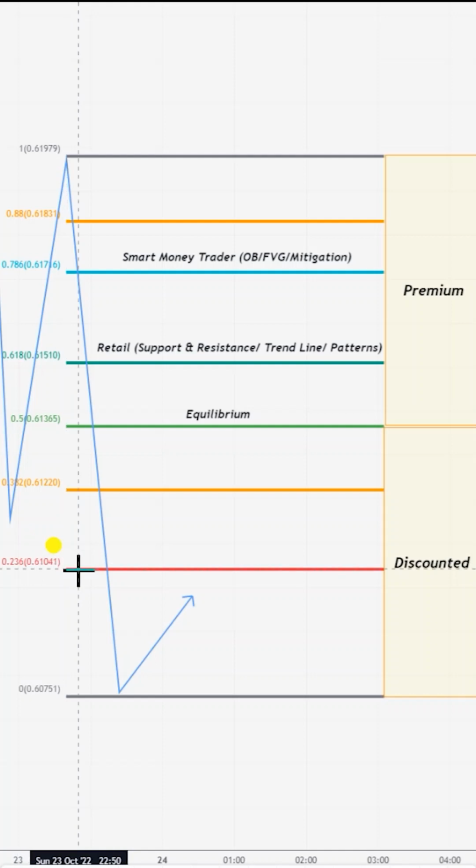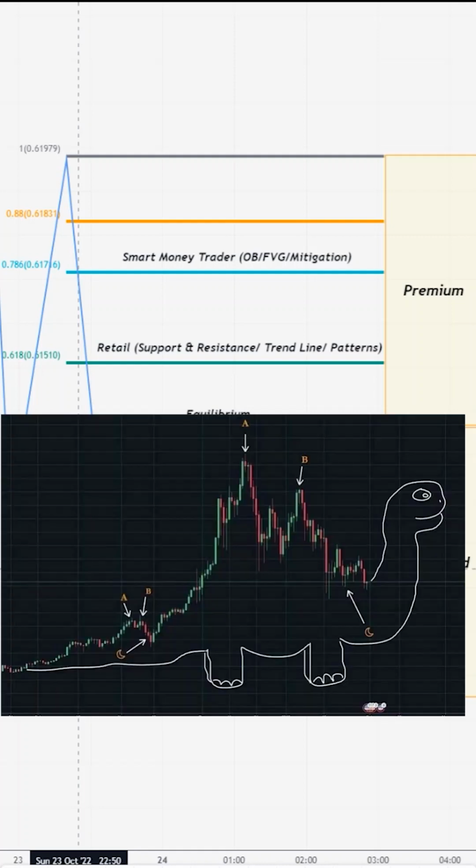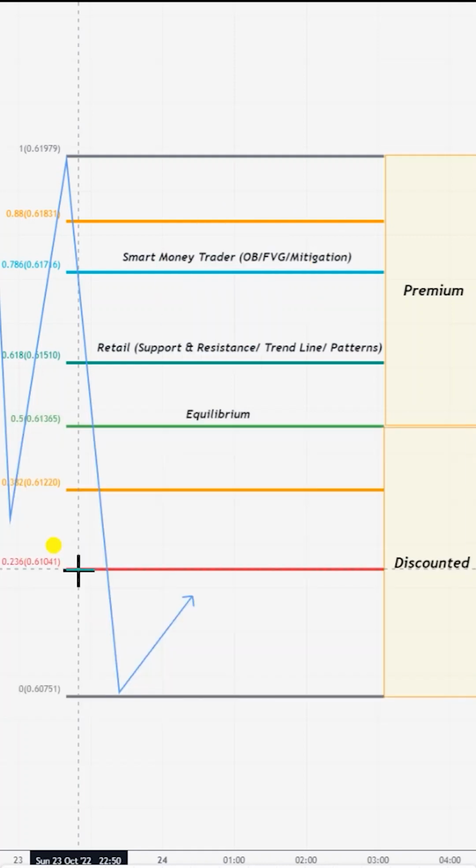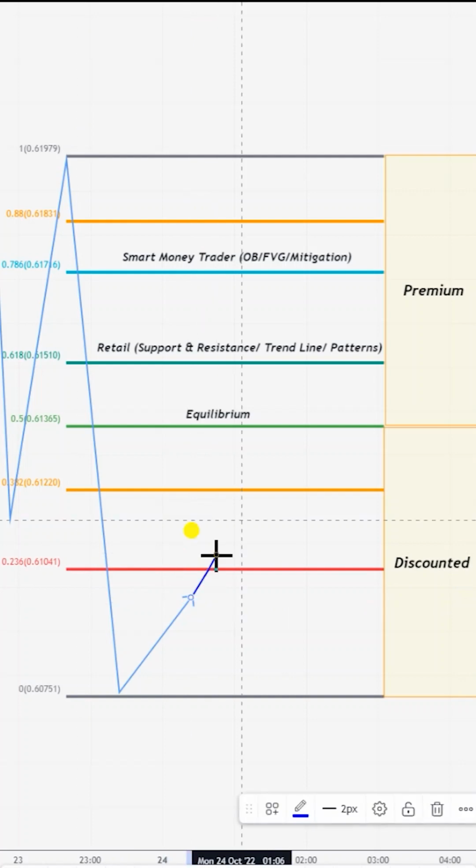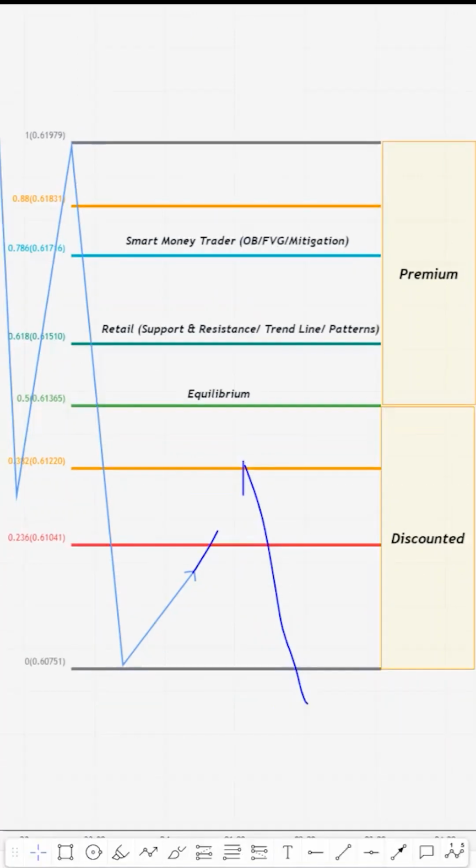Yeah, definitely. There are a lot of retail traders using their harmonic patterns, triangular shapes, whatever shape, dinosaur shape, you name it, you have it. But most importantly, whether you are a retail trader or a smart money trader, how can you take advantage of price coming here or here and then going down?